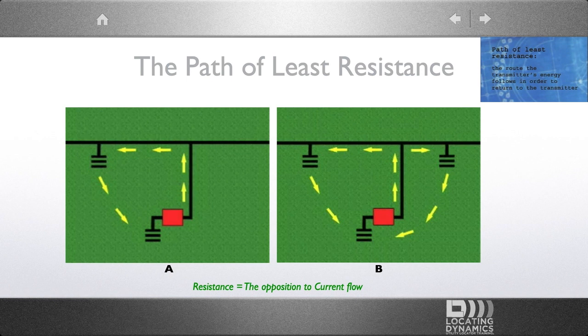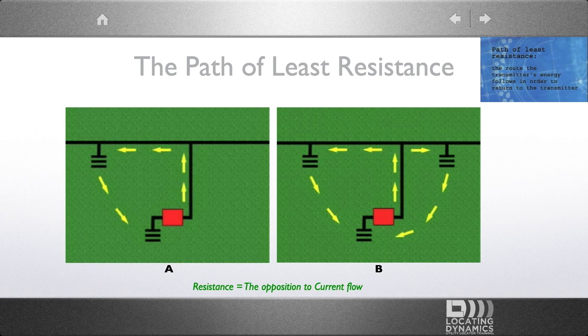The path of least resistance. Current will always follow the path of least resistance. What is the path of least resistance? Simply put, it is the route the transmitter's energy follows in order to return to the transmitter. Example A shows current flowing towards the grounding point to the left of the T. Current does not flow to the right of the T due to higher resistance. Example B shows current flowing to the left and the right of the T. This is because there are two grounding points on either side.